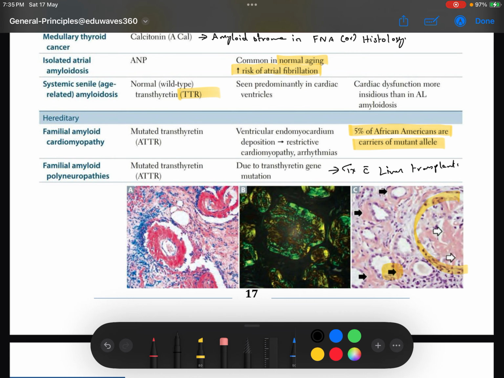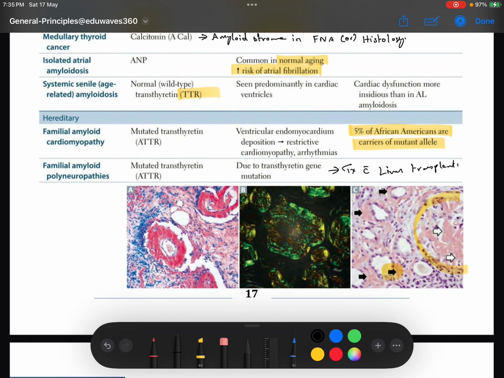As a bonus tip, if you see macroglossia plus proteinuria, you have to think amyloidosis. Macroglossia means big tongue, and proteinuria means more protein is passing in the urine, so you have to think amyloidosis. If you see carpal tunnel in an end stage renal disease patient, then you have to think dialysis related amyloid. This carpal tunnel syndrome is very common in end stage renal disease, so at that time you have to think dialysis related amyloid.